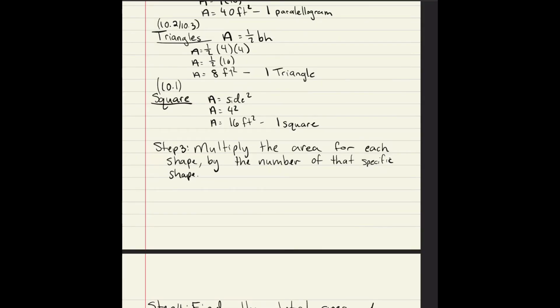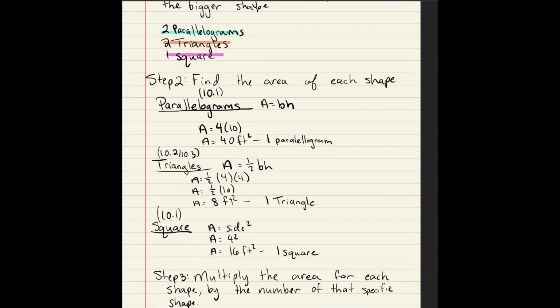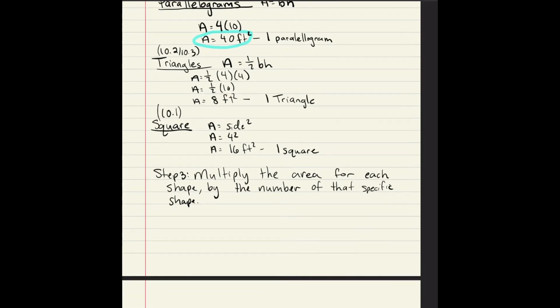Now I need to multiply the area for each shape by the number of that specific shape. So I have the area of one parallelogram is 40, and I have 2 parallelograms in this problem. So I would multiply 40 by 2, which would give me 80 feet squared. Next, that is for my parallelograms. And now I need to do the same thing for my triangles.